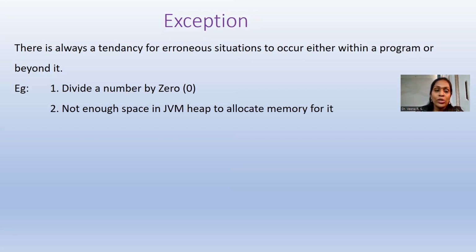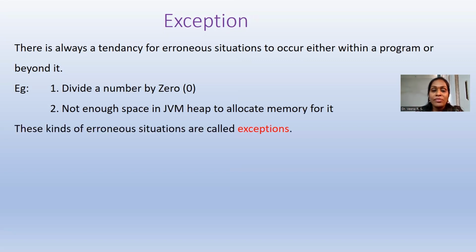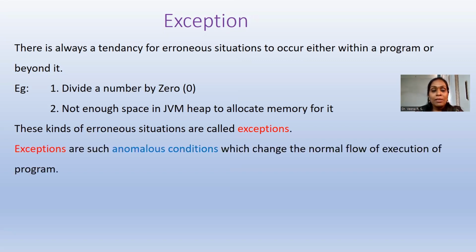The second one: there is not enough space in the JVM heap to allocate memory. These are some examples of erroneous situations which can occur whenever the program is getting executed. These kinds of erroneous situations are called exceptions. So exceptions are anomalous conditions which change the normal flow of execution of a program.